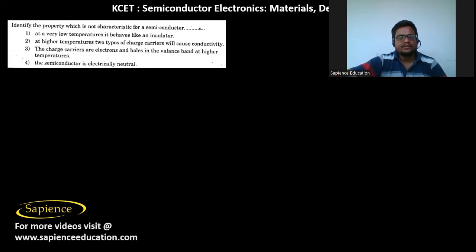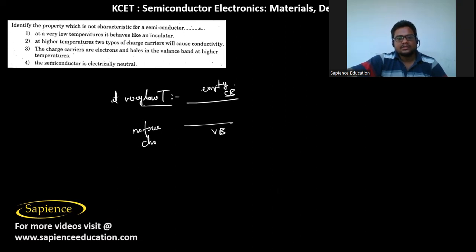And here it is told, identify the property which is not characteristic for a semiconductor. At very low temperatures, it will behave as an insulator only, since at very low temperatures the valence band is fully filled and the conduction band is empty. So there are no free charge carriers available for electrical conduction, and it behaves as an insulator.